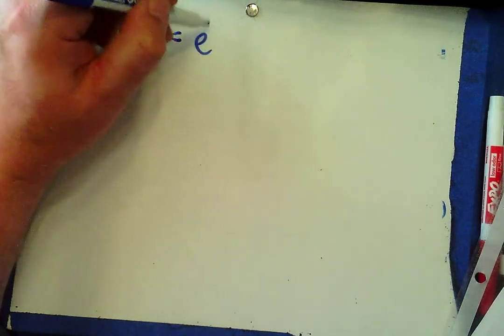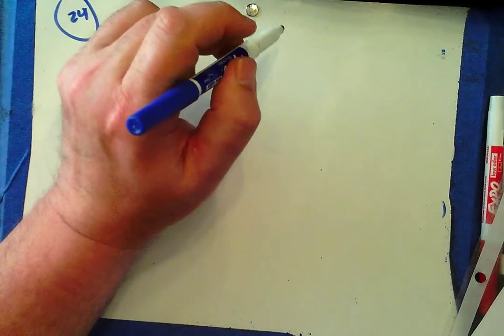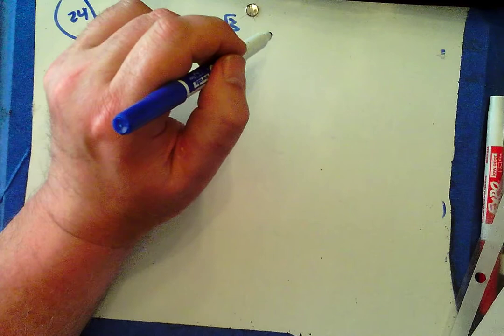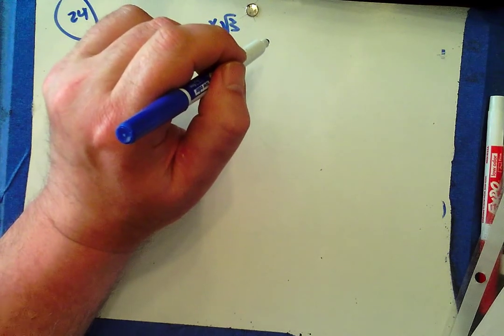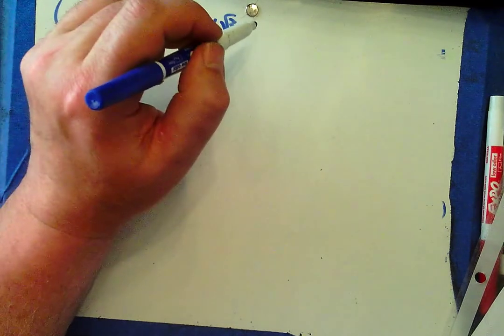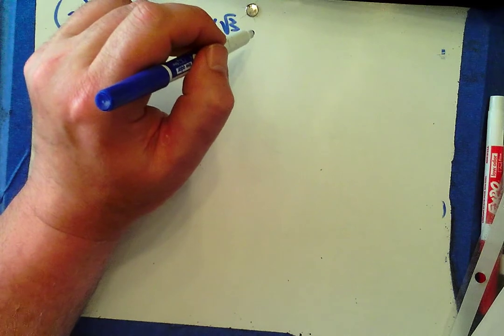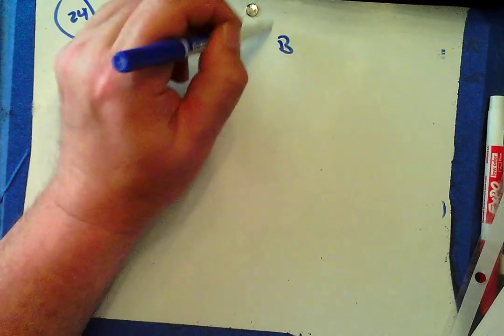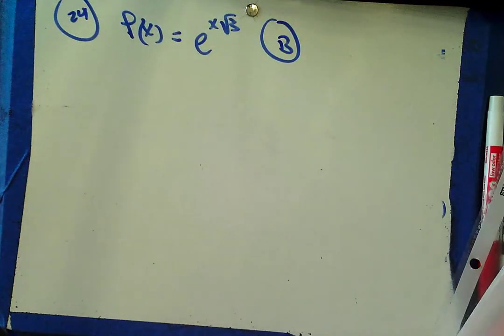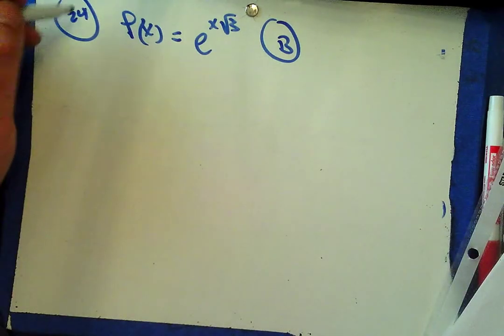24 says f of x equals e to the x root 3 is defined on... Oh, we did that one already. We said it was between. We said it was b. I guess that's a repeat. Don't have to do that twice.